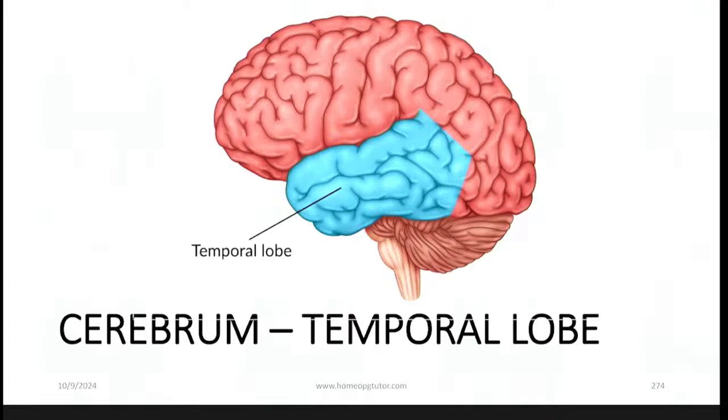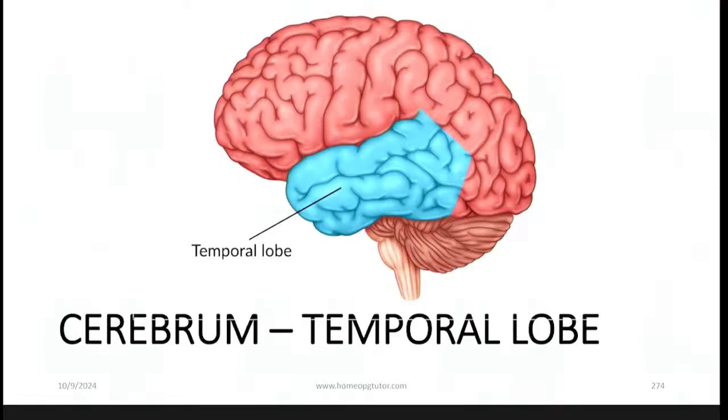Correct. And all the cortical association areas of the temporal lobe are dealing with memory and language. Okay, memory and language, and this includes hearing, and it is the location of the primary auditory cortex. Okay, primary auditory cortex. Now coming to the functions.